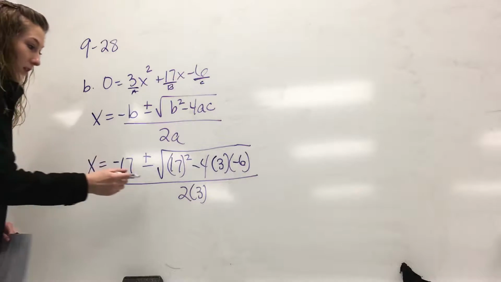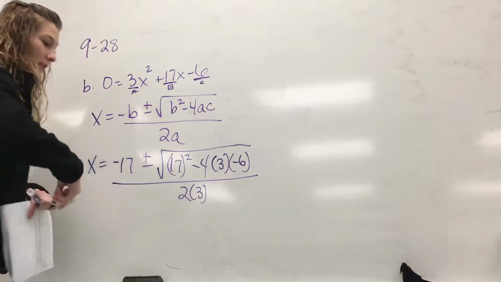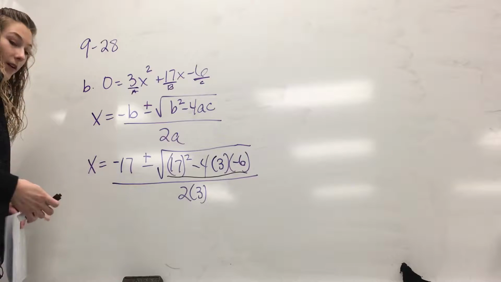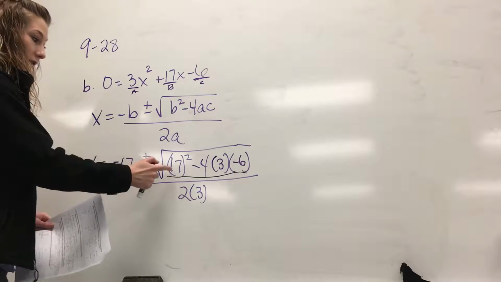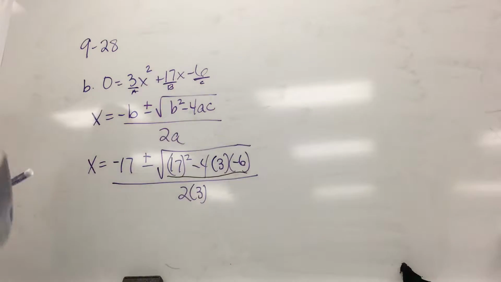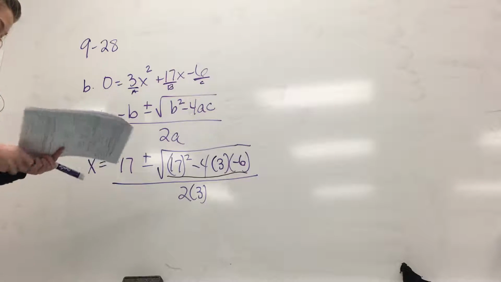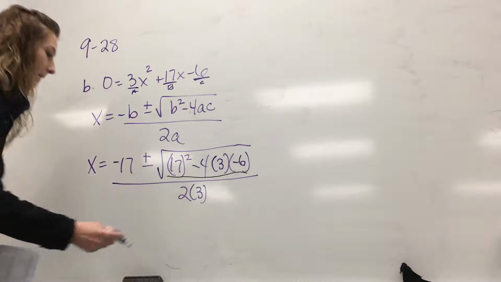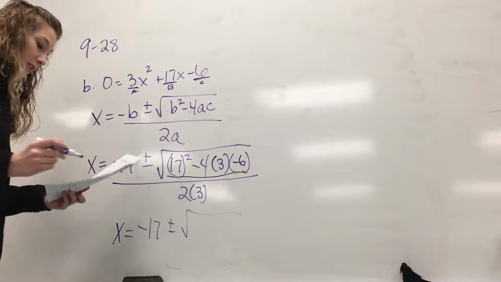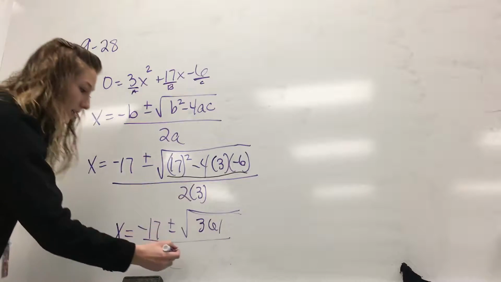So what I would do is type in just the stuff underneath the square root sign, not including the square root sign. Okay? So if I type that into my calculator, make sure you do just 17 squared minus 4 times 3 times negative 6. Make sure this is a subtraction sign, not a negative sign. So under the square root sign, I'm going to copy everything else down. Under the square root sign, you should get 361, divided by 2 times 3, that's 6 down here.